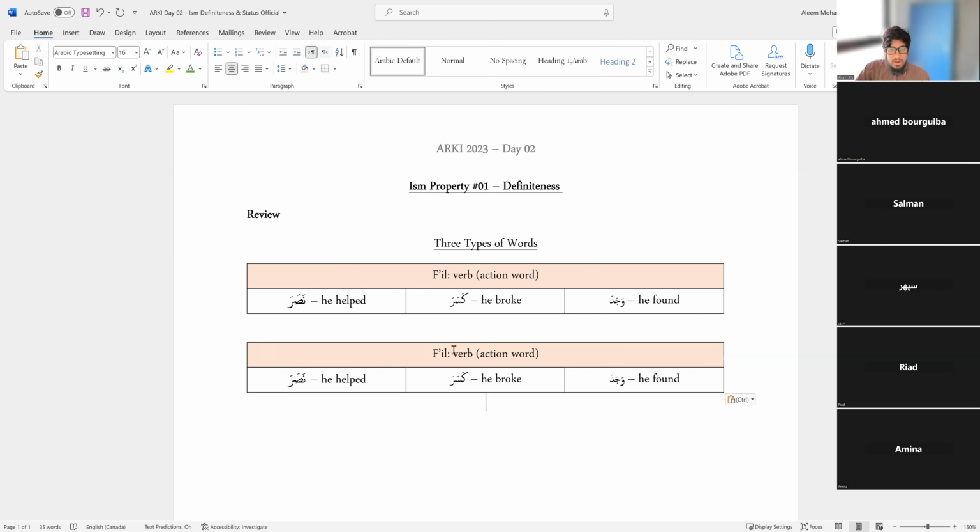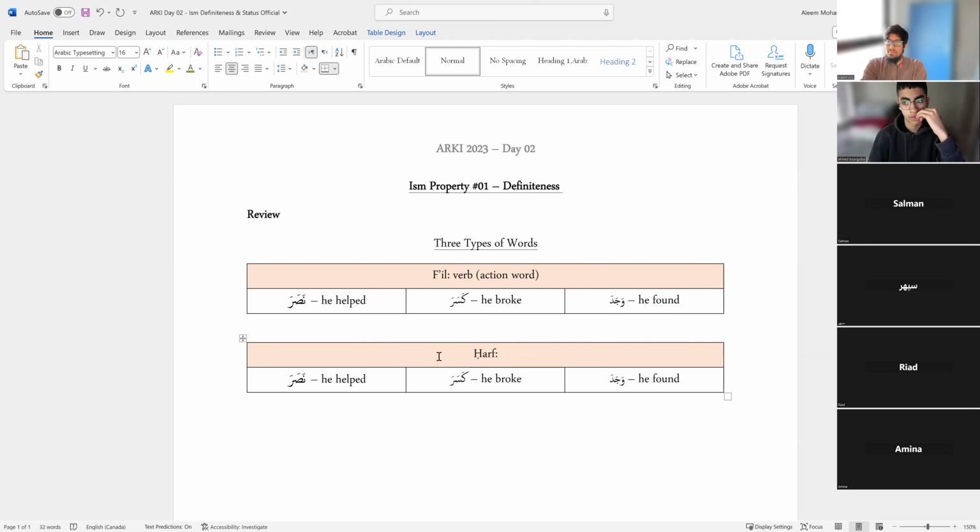Okay. All right. A second type that you guys put forward is a harf. Does anyone remember the definition of a harf? Just drop it in the chat. Okay, cool. Yeah, good stuff, guys.